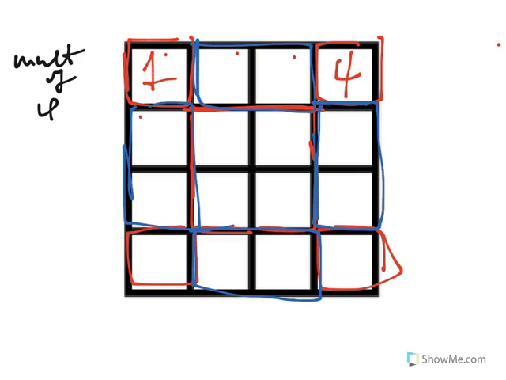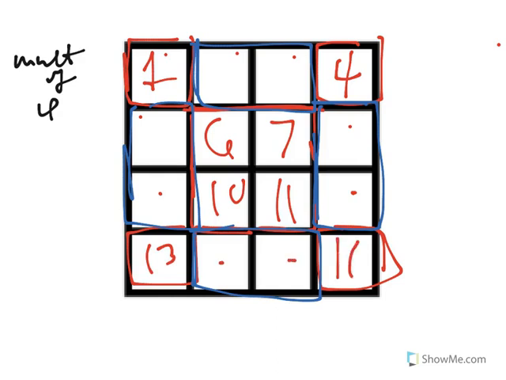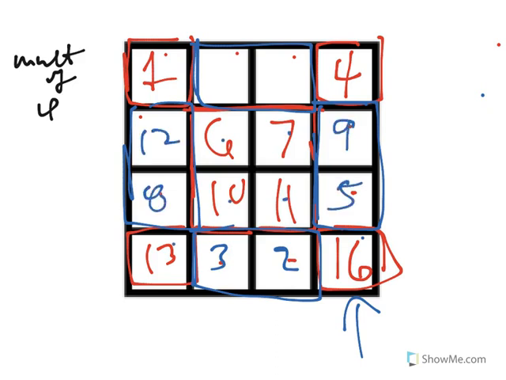5, don't put 5 because it's in a blue. But 6 and 7 are okay. 8, 9, 10, 11, 12, 13, 14, 15, 16. So I put in all the numbers that are in red boxes. And now for the blue ones, I start from the bottom right corner, and I count 1 to 16 backwards, only writing numbers into the blue. So 1, don't write it, it's already a number there, but 2, 3, 4, 5, 6, 7, 8, 9, 10, 11, 12, 13, 14, 15. And that is actually a magic square of order 4.